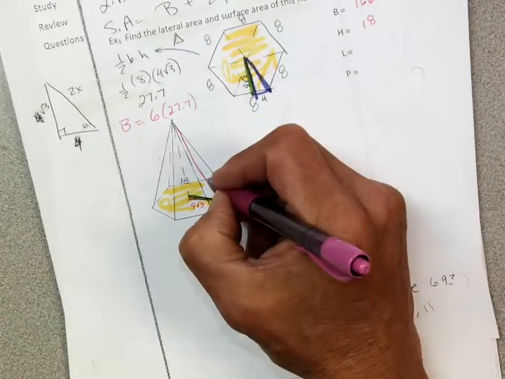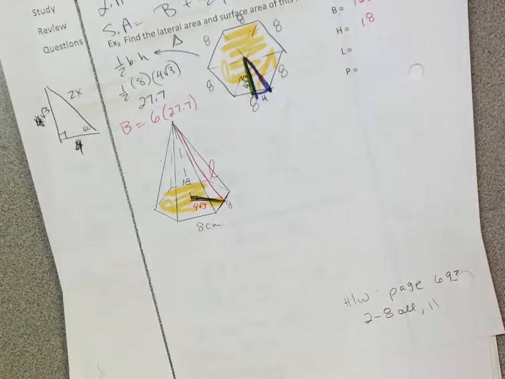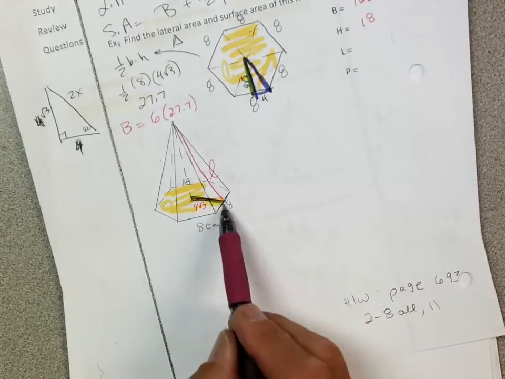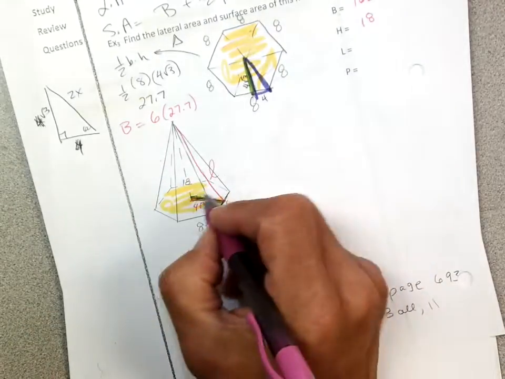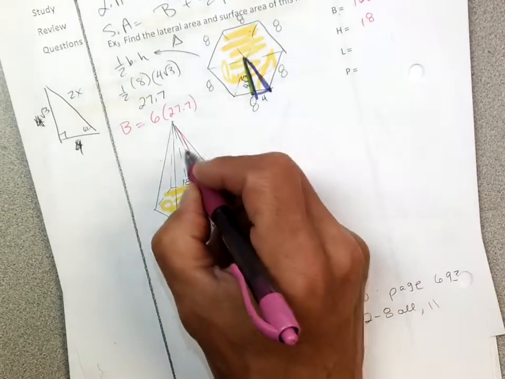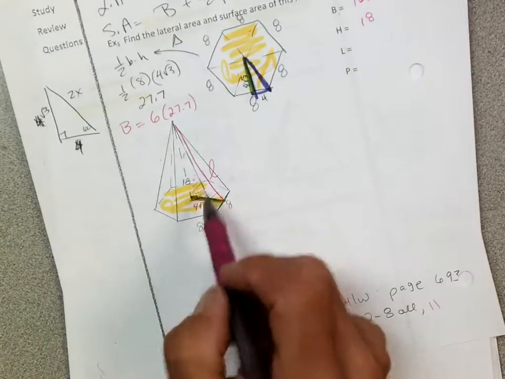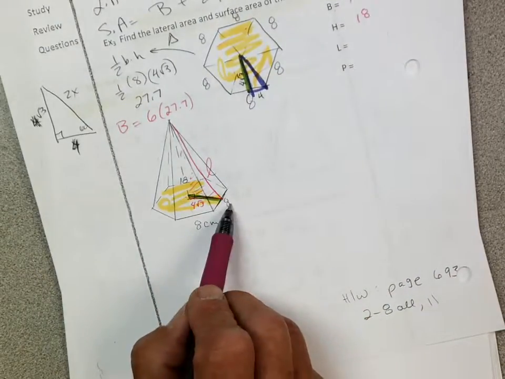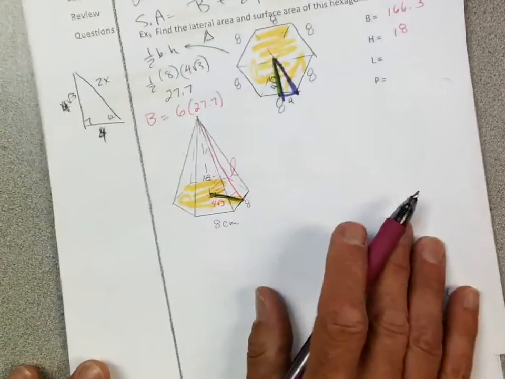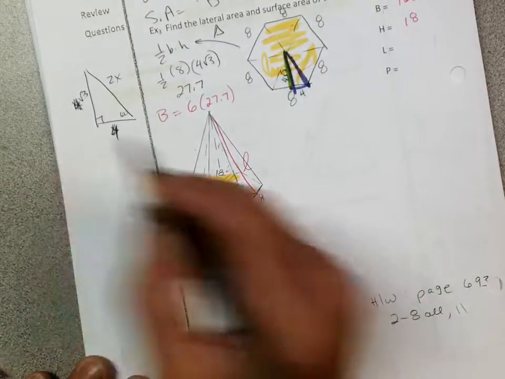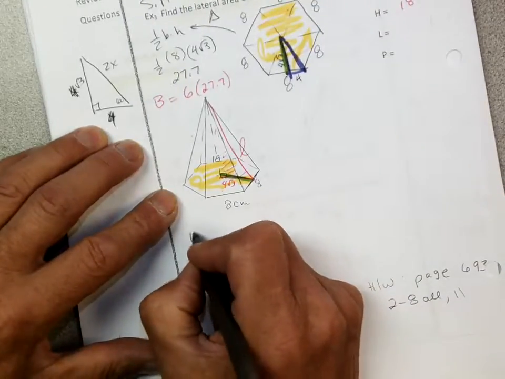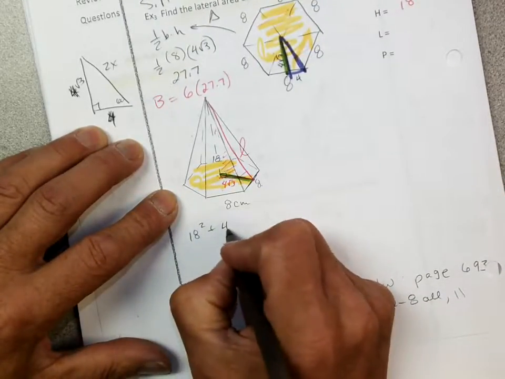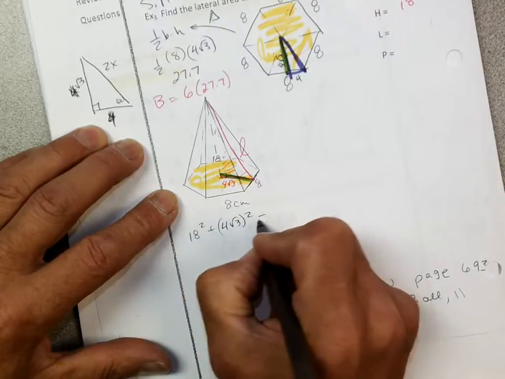So to find L, let's use Pythagoras' theorem. I need Pythagoras' theorem, so I made a right triangle. See my right triangle? Here's my right triangle, it's inside here. So I'm going to go 18 squared plus 4 square root of 3 squared equals L squared. I'll probably do it down below so I have room.